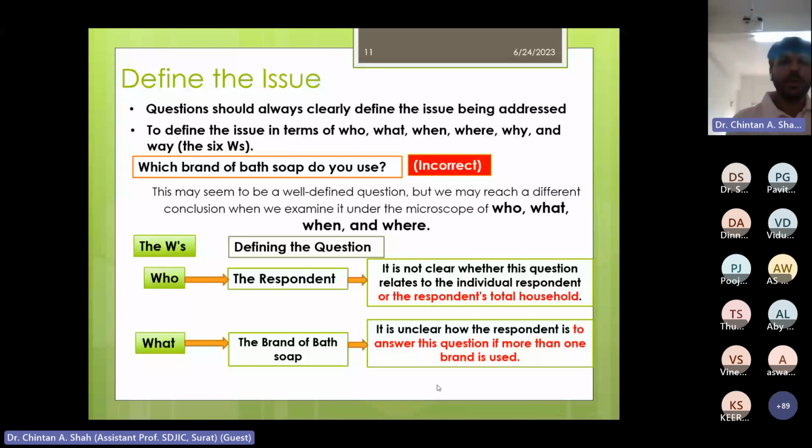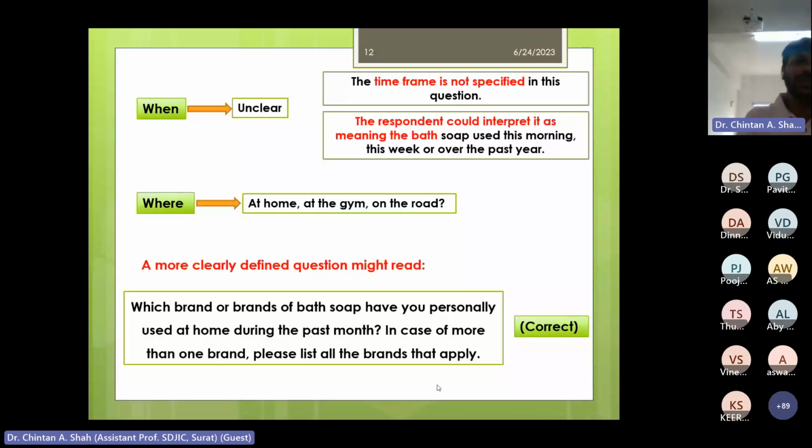Second, what? The brand of bath soap. It is unclear which brand, and from how long you are using such a brand. So what is totally missing? When? Unclear. The time frame is not specified in the question: since the last 6 months, since the last 1 year, since the last 5 years.